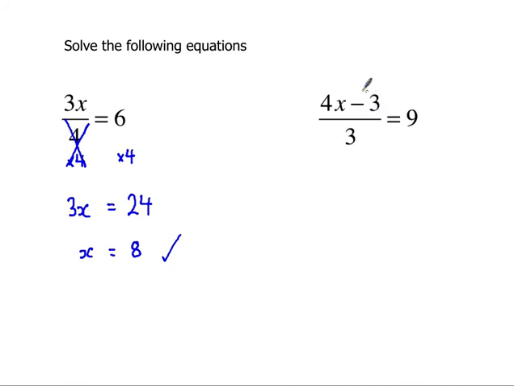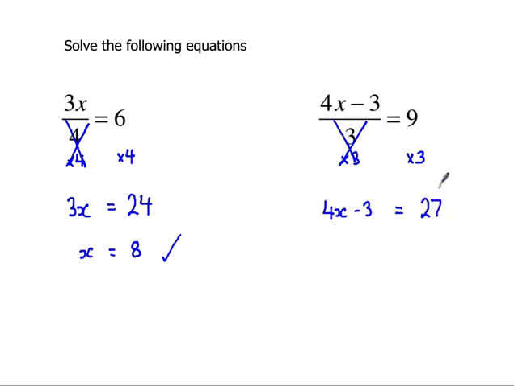Again here, I can't add 3 straight away because this whole thing has been divided by 3. So first thing I'll do is undo that divide by multiplying both sides by 3. It will leave me with what's on top, which is 4x minus 3. And on the other side, 9 times 3 is 27.